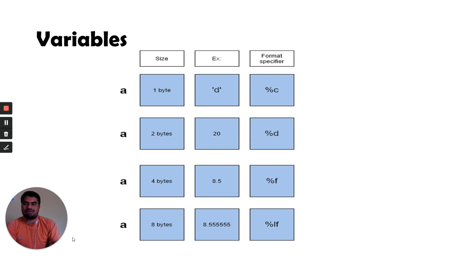And the last example here, 8.555, its size is 8 bytes. So it is a long floating point number, and this is the format specifier to input any long floating point number, or double. We call it a double. So what you have observed from all these four cases is that variables in different programs will have different memory allocation and the value will change. Okay, so this is how you can understand variables.